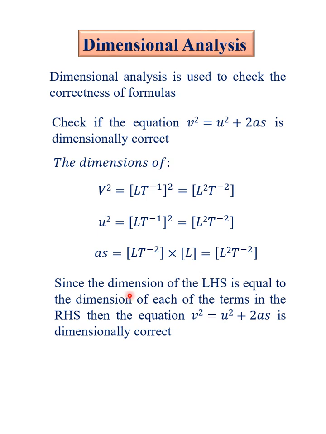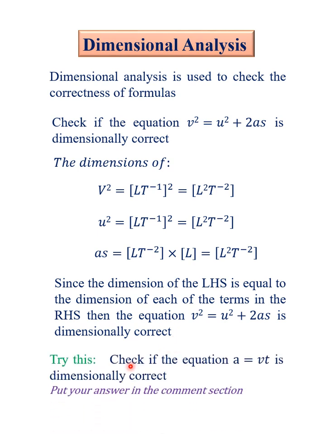So we can conclude that since the dimension of the left-hand side is equal to the dimension of each of the terms in the right-hand side, then the equation v squared equals u squared plus 2as is dimensionally correct.